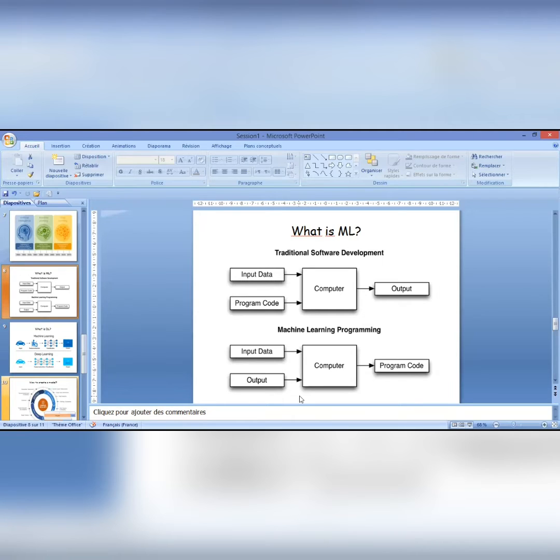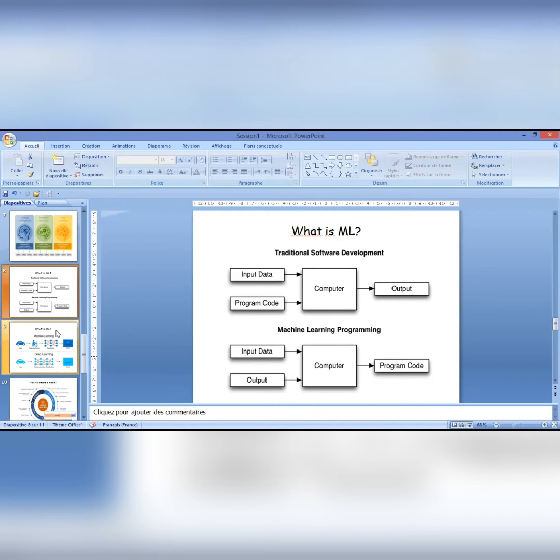Okay, and we will feed them to the computer to give us a kind of reflection on how to make a decision, or a program code, which is really the model, which is the algorithm that can make the decision by only seeing the input data. Okay, we will try to explain more and more.